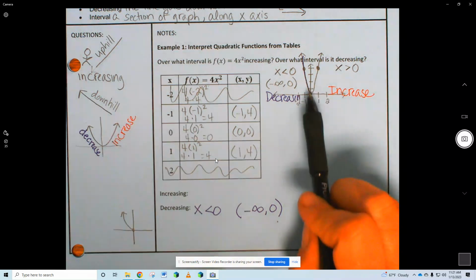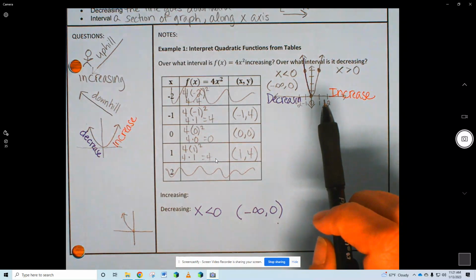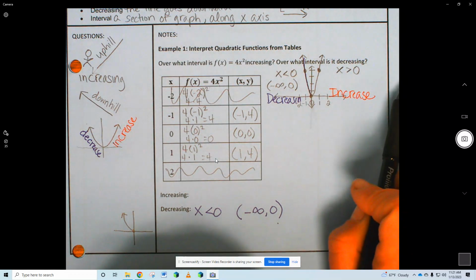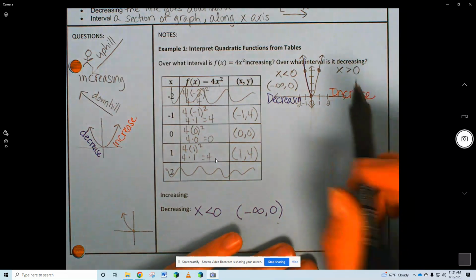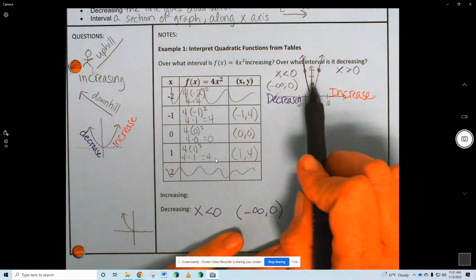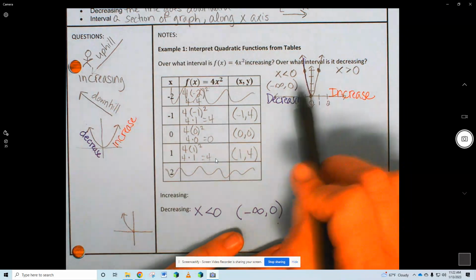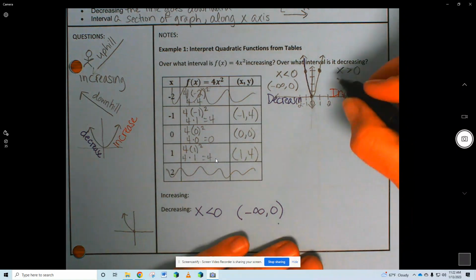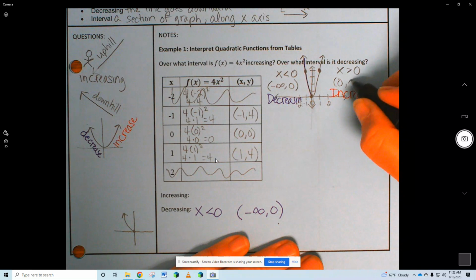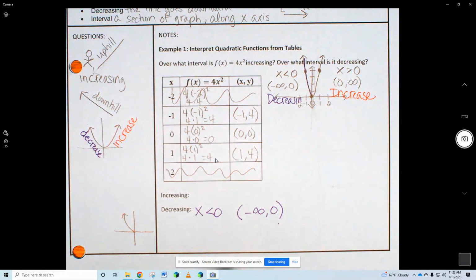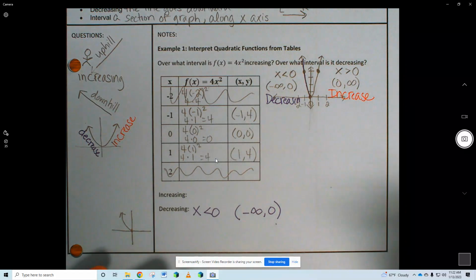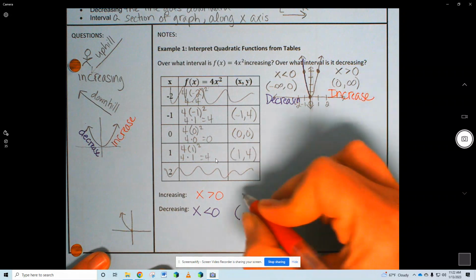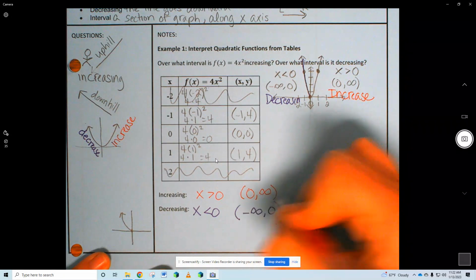Does anybody remember how to write that in interval notation? With the parentheses and the infinity, what do I do? It starts here at 0 and goes to the right. If it starts increasing at 0 and goes to the right, how do I write that? The 0 would go first because that's where I start, and then positive infinity. An increase is x is greater than 0, and I would write 0 comma infinity. And here's the line.